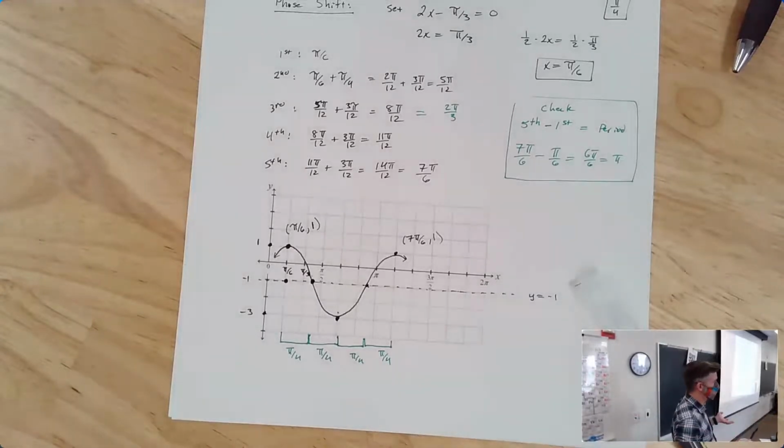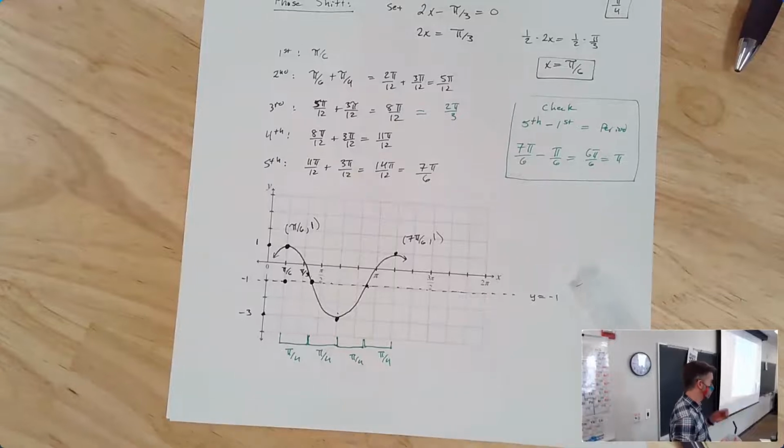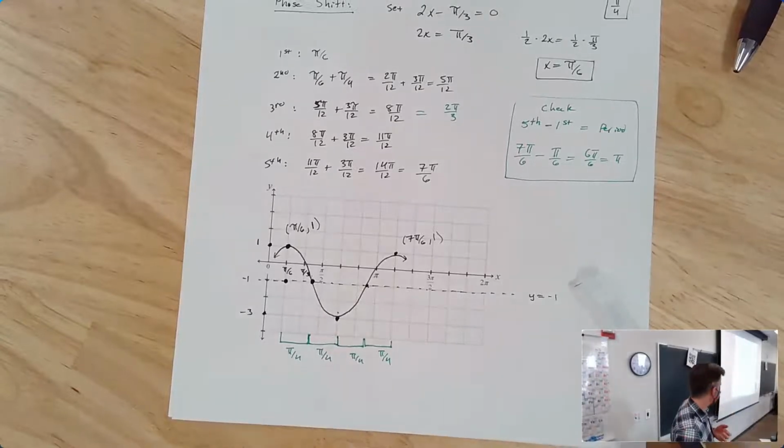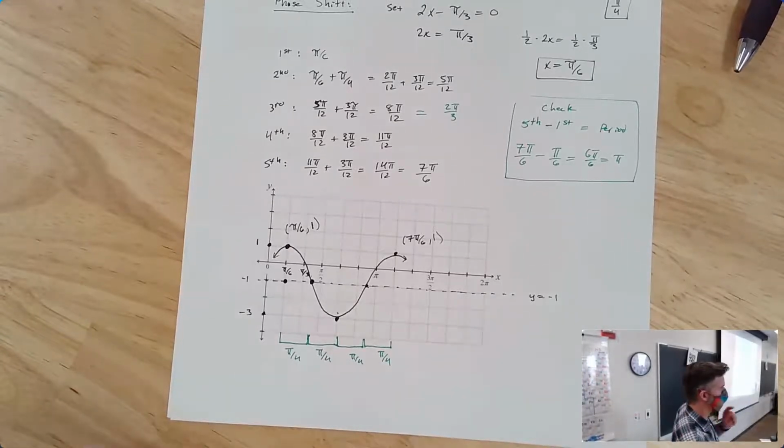I think this is the best way to graph sine and cosine. I don't want to graph more points than this for sure, but I do feel like these 5 points are the points you should be graphing when you're graphing sine or cosine. Questions or comments before we do another one?